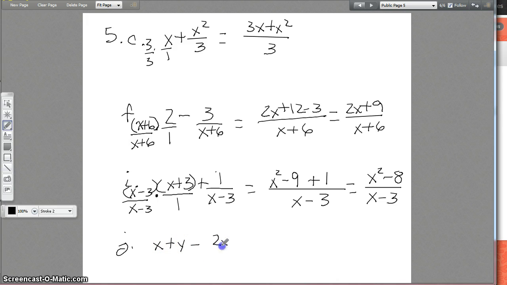minus 2xy over x plus y. Okay, this x plus y is really a fraction over 1. We need to multiply it by x plus y over x plus y. And then we get a common denominator of x plus y. We need to put these in parentheses, and we can see we have x plus y times x plus y.